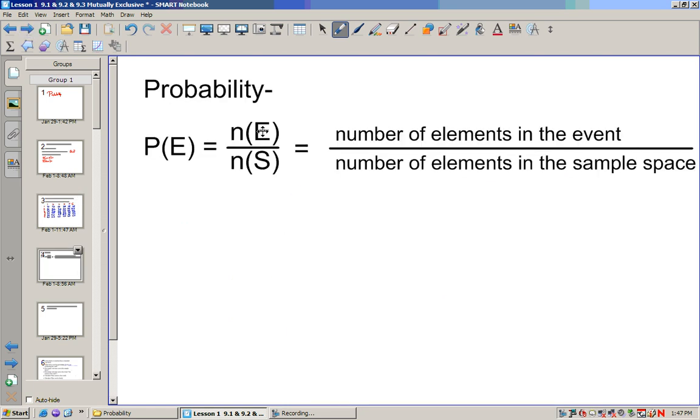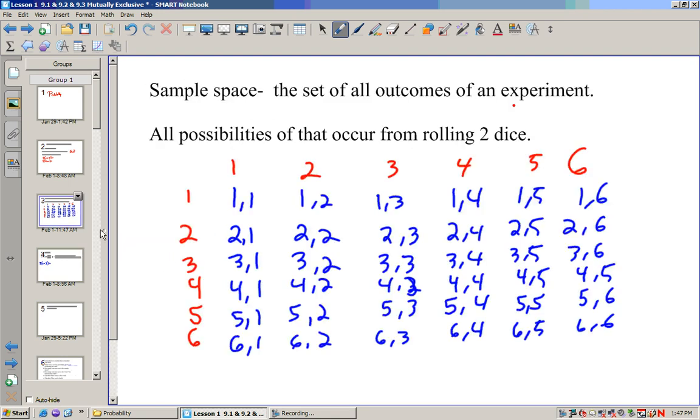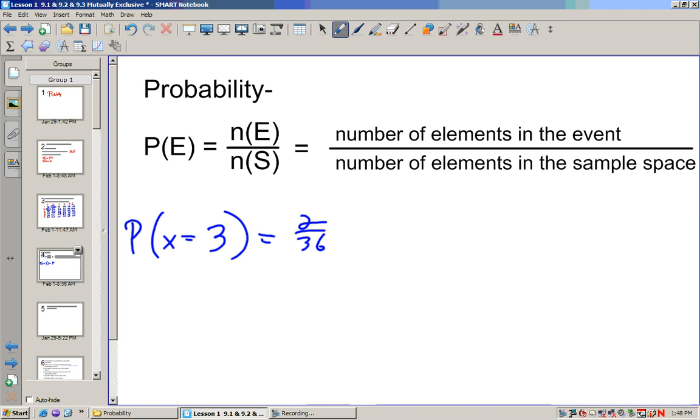So if I want to find the probability of something occurring, we take the number of elements in the event over the number of elements in the sample space. This is where counting is very important. You have to know how to count the elements in the event and how to count the number of elements in the sample space. So let's take an event probability. I roll 2 dice and the sum is 3. The sum is 3, it happens here, and it happens here. So that will occur 2 times out of 36, which would be 1/18. So that would be the probability that the sum is 3.